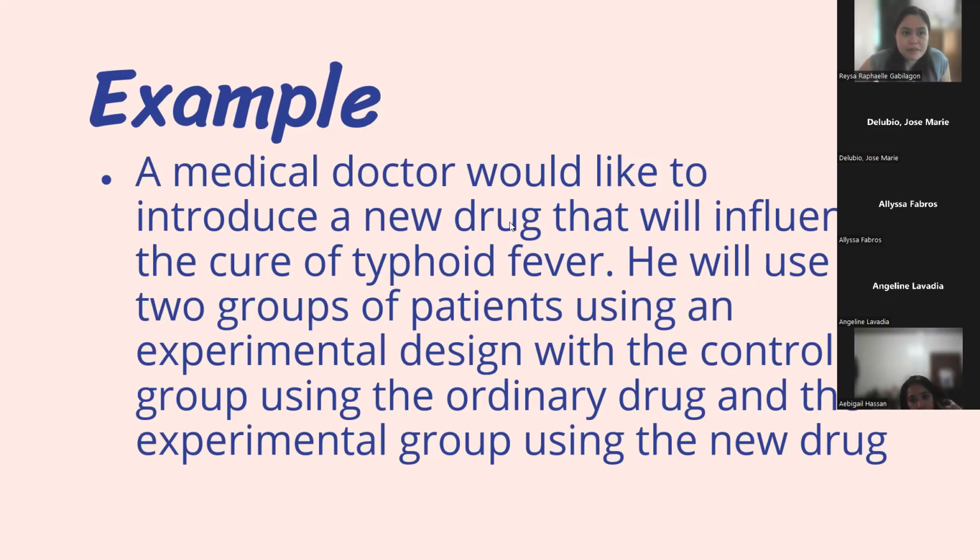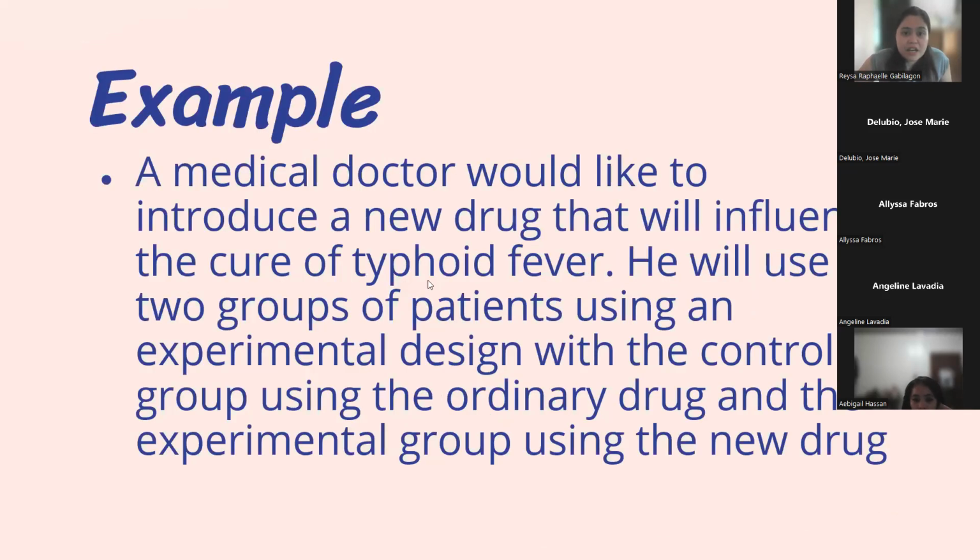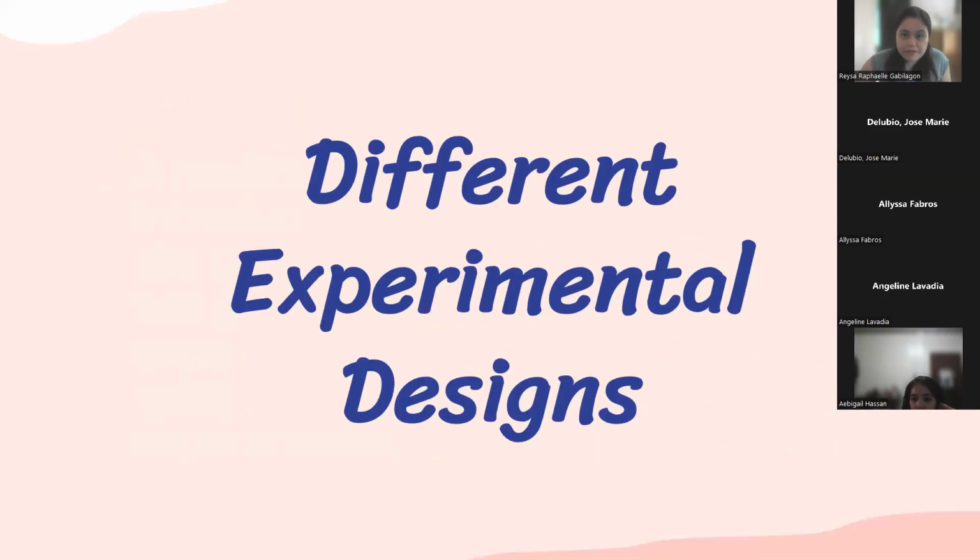So after the experimentation, this medical doctor can compare the effect of the two. Okay, so there is establishment of cause and effect relationship. If the result of the new drug is most likely the same with the effect of the ordinary drug or the proven drug, most likely we can conclude that the new drug is also effective for typhoid fever. Okay? Now, let's move on to the different experimental design.